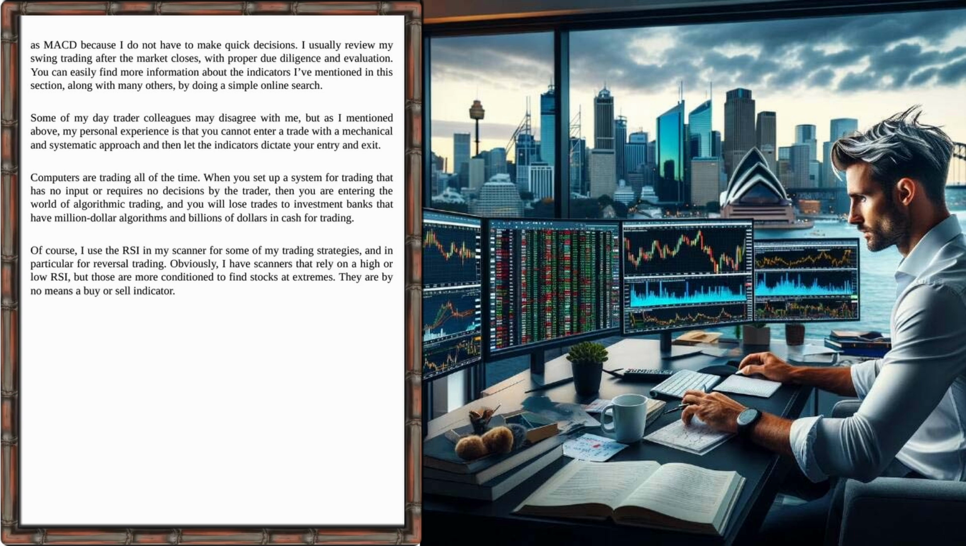Of course, I use the RSI in my scanner for some of my trading strategies, and in particular for reversal trading. Obviously, I have scanners that rely on a high or low RSI, but those are more conditioned to find stocks at extremes. They are by no means a buy or sell indicator.